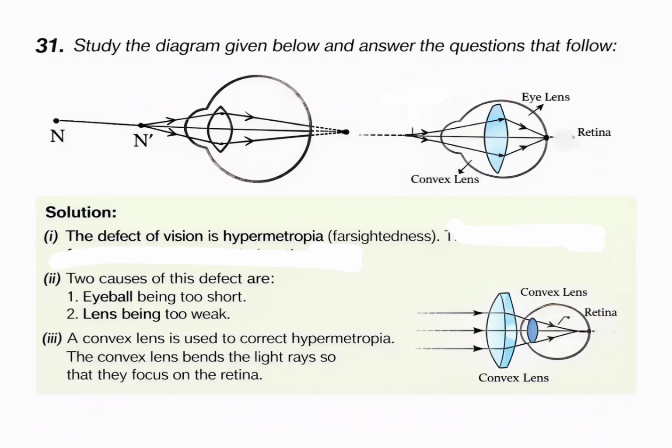So what is meant by hypermetropia? A person can see far objects, but cannot see near objects clearly. Okay, so we should write a reason also. So what is the reason for hypermetropia?